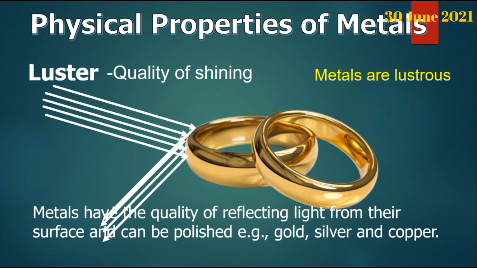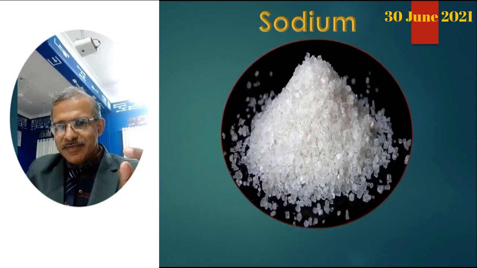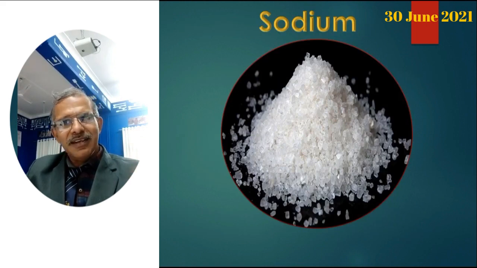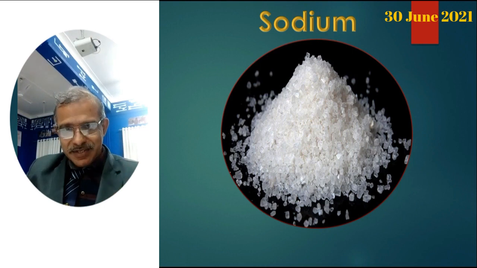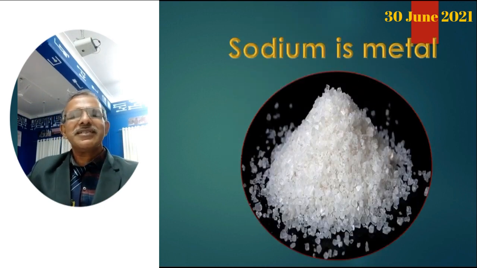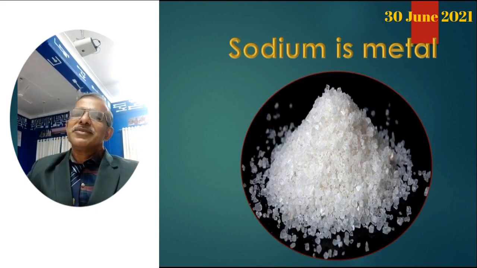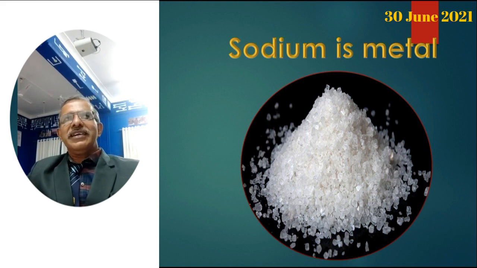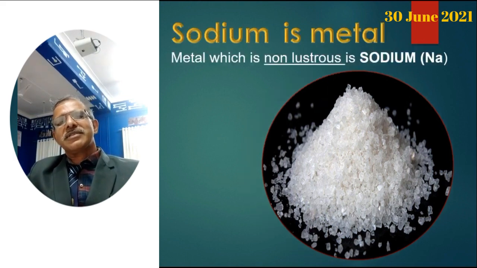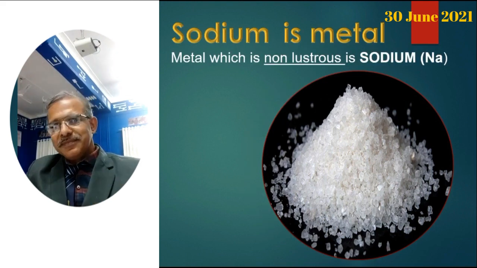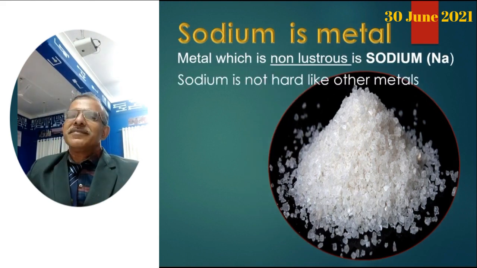There are some exceptions. For example, sodium. You must have heard of sodium chloride, right? In that, the sodium part. Sodium chloride is the common salt which we use. Sodium looks a bit like this, and there is no luster. It is not as hard as any other metal. Sodium is a bit soft. It doesn't have any luster. But it's a metal, right? So sodium can be referred to as an example of a non-lustrous metal, right?